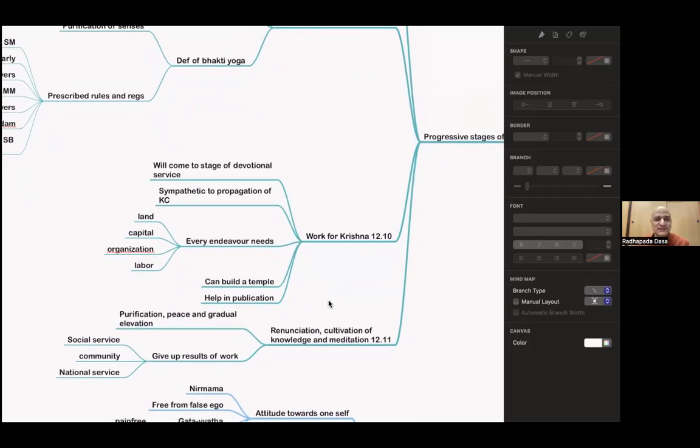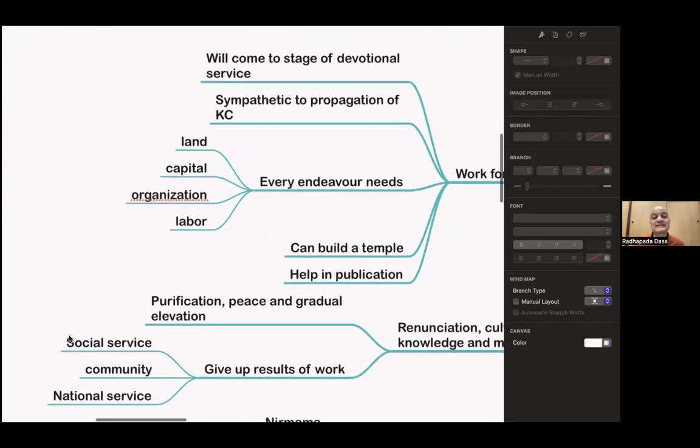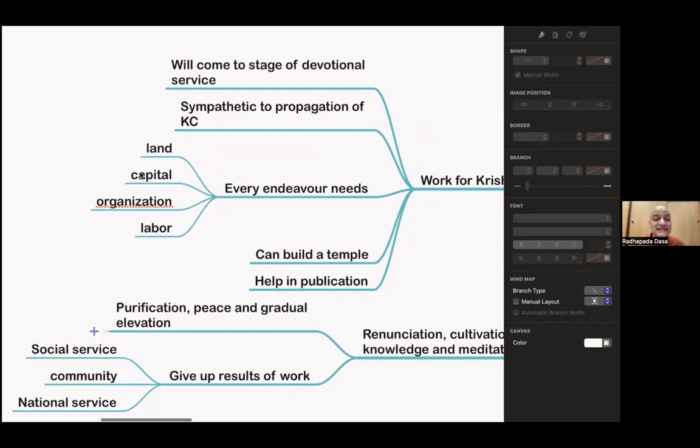Abhyase 'py asamartho 'si mat-karma-paramo bhava. Mad-artham api karmani kurvan siddhim avapsyasi. You will come to the stage of devotional service by working for Krishna. What does it mean? It says being sympathetic to the propagation of Krishna consciousness. So one should be sympathetic to the cause of Krishna consciousness. Prabhupada explicitly states that every endeavor needs land, capital, organization, and labor.